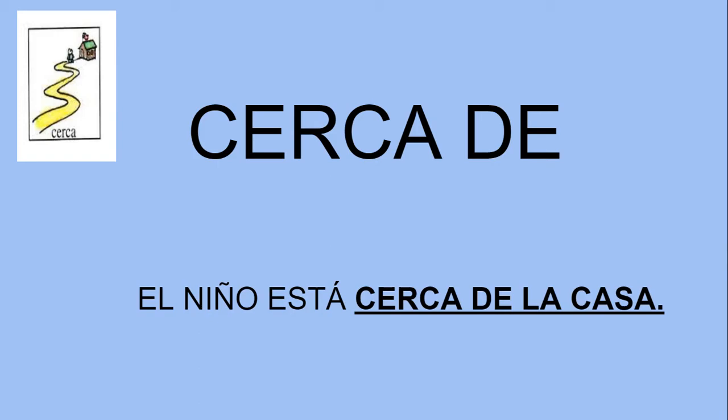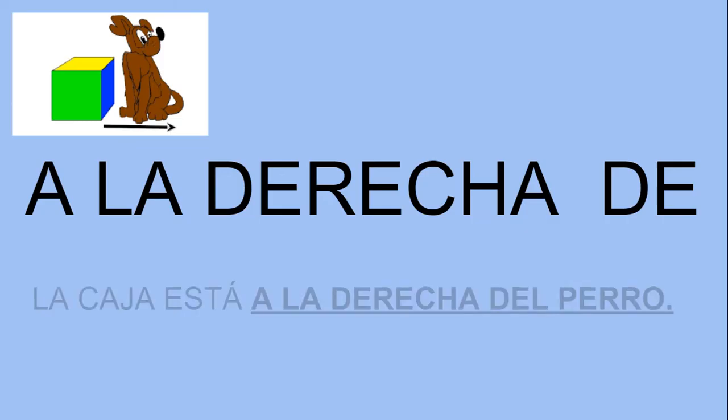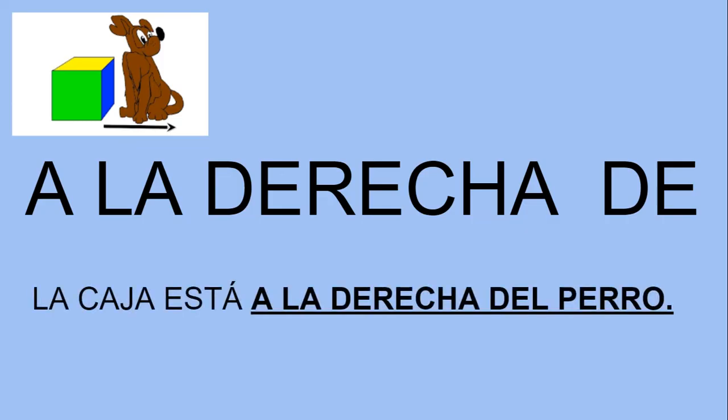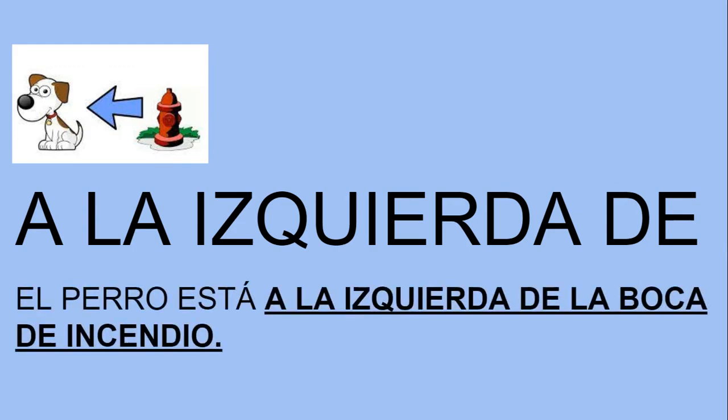Cerca de means near. El niño está cerca de la casa, near. Lejos de means far from. El niño está lejos de la casa. A la derecha de. La caja está a la derecha del perro. It's to the right of. A la izquierda de. To the left of. El perrito está a la izquierda de la boca del incendio. To the left of the fire hydrant.